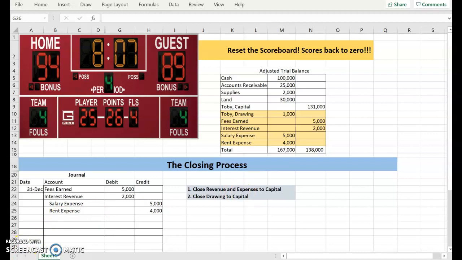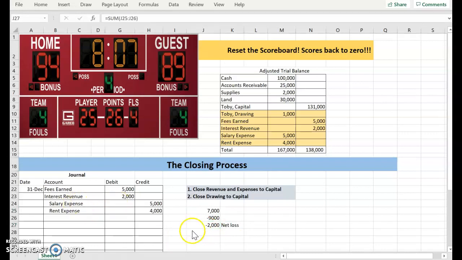That means I need to transfer the amounts in the revenue and expenses to capital. So if I look and see what I have in fees earned and interest revenue, it would be $7,000. And then if I look and see what I have in expenses, it's $9,000. So I can see that I'm in a net loss situation because I have more expenses than income. So I have a net loss of $2,000.